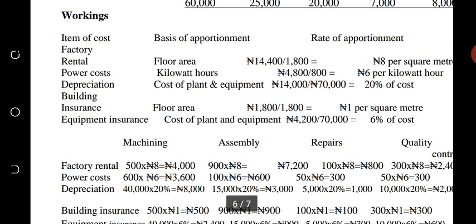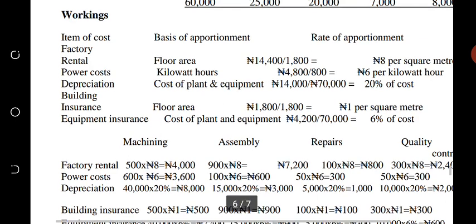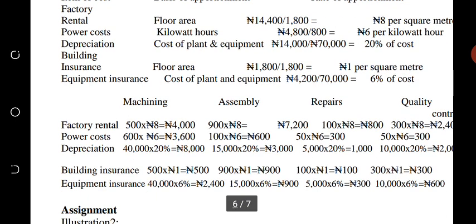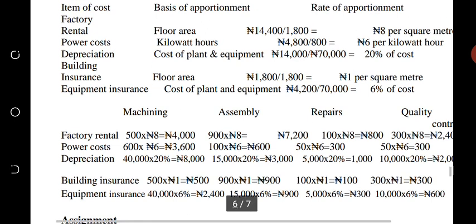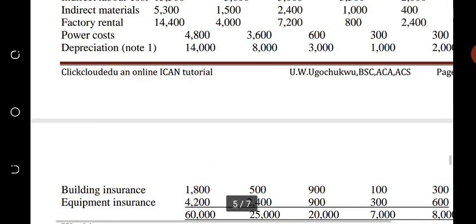So 1 naira times our square meter for machining, which is 500, then 900, 100, and 300. So we have 500, 900, 100, and 300. That is the cost that we have here.